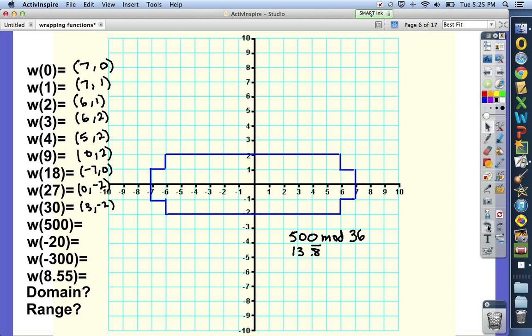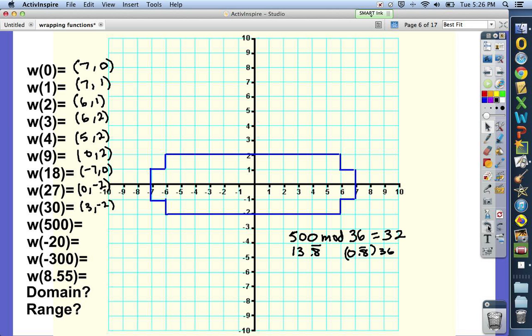We will divide 500 by 36 and get 13.8 repeating. Remember, that means that you would go 13 full periods or 13 full perimeters around, plus you'd have 0.8 of a perimeter or a period remaining. So since the full period is 36, 0.8 repeating times 36 gives you 32.